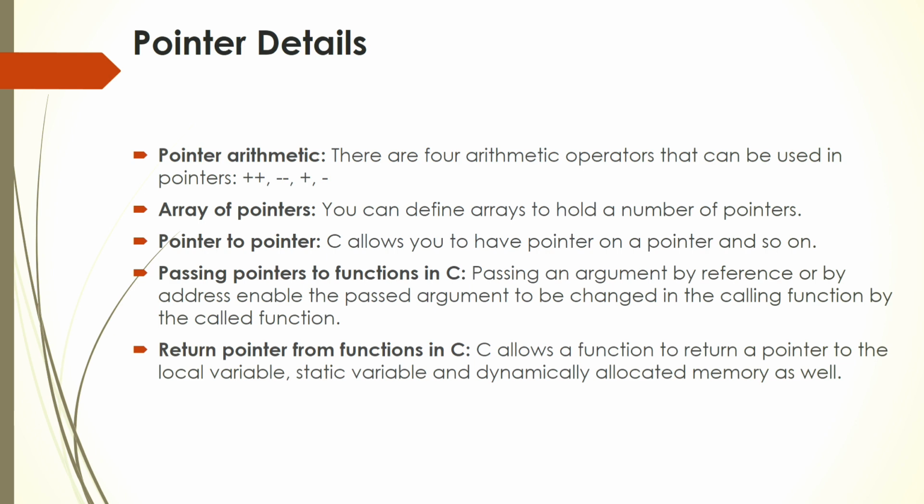The next point is passing pointers to functions in C. What does that mean? Passing an argument by reference or by address enables the passed argument to be changed in the calling function by the called function. The final point is returning a pointer from functions in C. C allows a function to return a pointer to a local variable, static variable, and dynamically allocated memory as well.